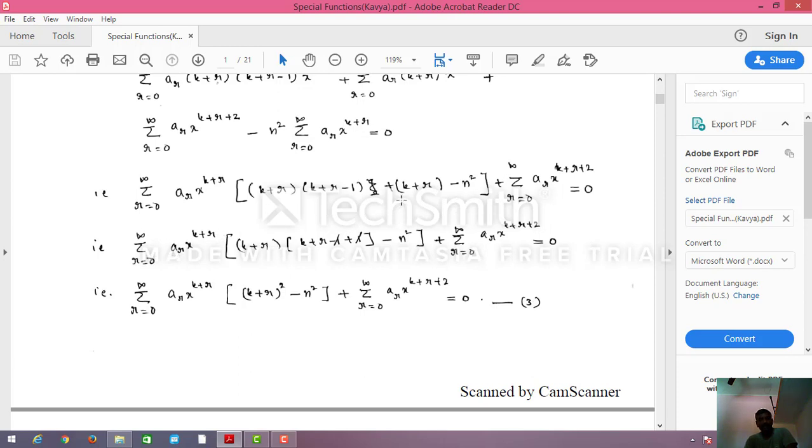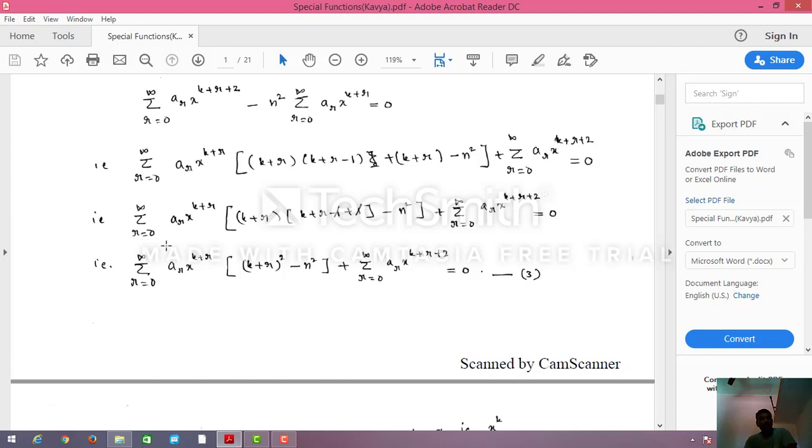Here k plus r. So, if I take k plus r outside from these two terms, we get k plus r minus 1 plus 1 minus n square. Here k plus r I took outside, so that minus 1 plus 1 cancels. Then summation of r equal to 0 to infinity A_r x^(k+r), multiplied by another k plus r, gives k plus r whole square minus n square, plus summation of r equal to 0 to infinity A_r x^(k+r+2) equal to 0.